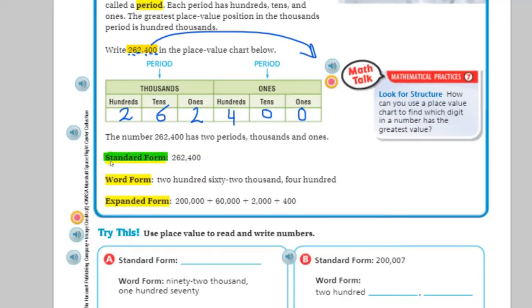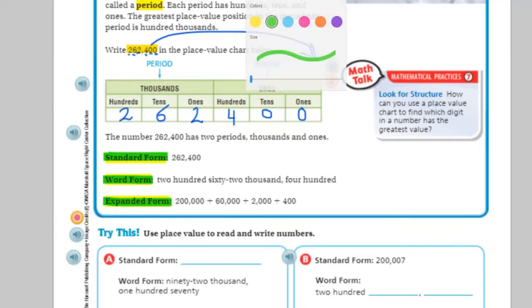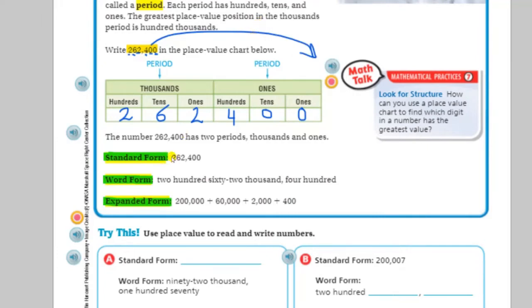The first form is called standard form. The second form is word form. And the third form is expanded form. Okay, so the first form is about our number. We have the number here written by digits. So it's the standard form.